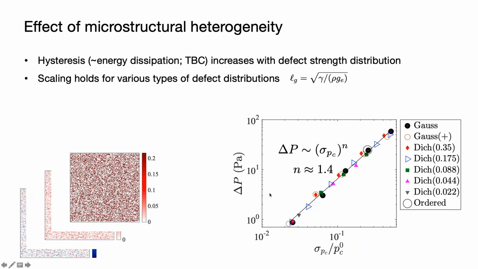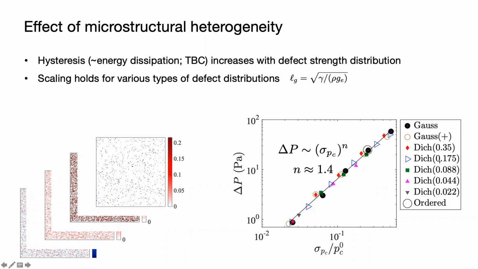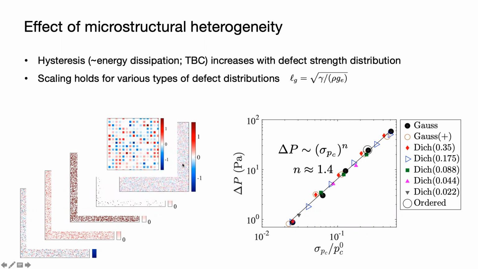But you can also reduce the occupancy. So go to 17%, 8%, 4%, 2%. This is 2%. And also go to ordered medium, where I place them again. This is the Gaussian, where I place them in order. And you see that for various distributions, this scaling holds.